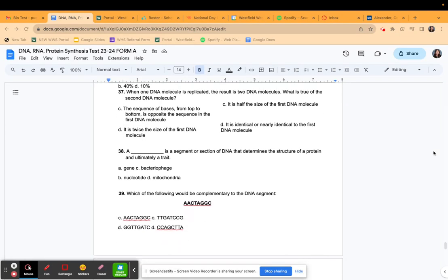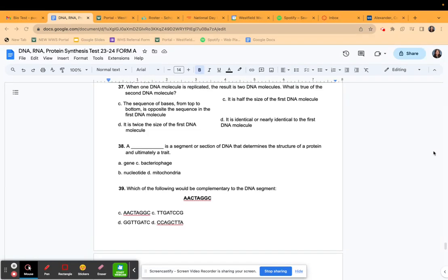37. When one DNA molecule is replicated, the result is two DNA molecules. What is true of the second DNA molecule? The sequence of bases from top to bottom is opposite the sequence in the first DNA molecule. D, it is twice the size of the first DNA molecule. It is half the size of the first DNA molecule, or it is identical or nearly identical to the first DNA molecule. Please double check to make sure you have the correct correlated answer with the correct letter you would like to choose.